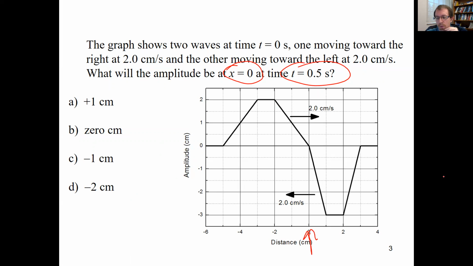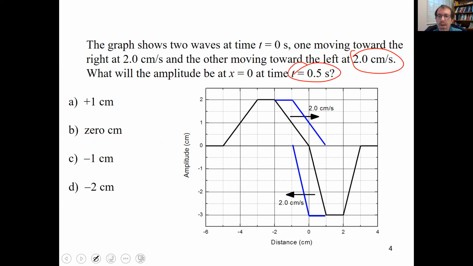Okay, so we're going to let time play forward half a second, and at least we're going to try to. There we go. Okay, so let's take a look, see what I'm doing. Basically I've drawn the leading side of each one of those wave pulses in blue, and then I've shifted them how far they would move in half a second. So 2 centimeters per second times half a second means that they would move 1 centimeter. So that's exactly what I've done.